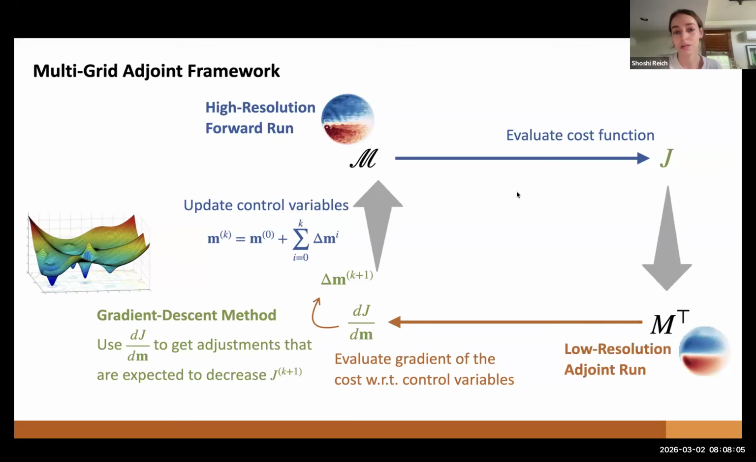So what we're doing with the multi-grid adjoint, as I said, is replacing the adjoint model with one on a coarser grid. We'll start with some high resolution forward run, and then we take the model equivalents from this high res run and compare that to our observations. Then we use this cost from the high res to drive our adjoint model. We get our gradient and our adjustments on the coarser grid, and then interpolate those back up to the high res and rinse and repeat.